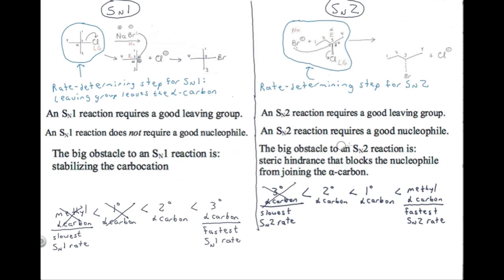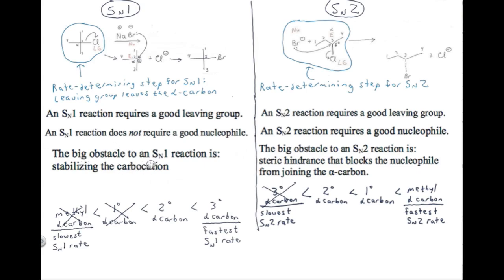Again, the big obstacle to an SN2 reaction was steric hindrance that blocks the nucleophile. Why isn't that steric hindrance a big obstacle for SN1? Answer, because the nucleophile doesn't join in the rate determining step. So things that block the nucleophile don't strongly affect the rate of SN1. Instead, the big obstacle to an SN1 is stabilizing the carbocation.